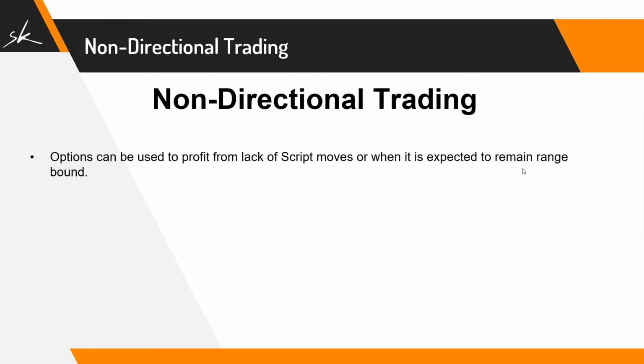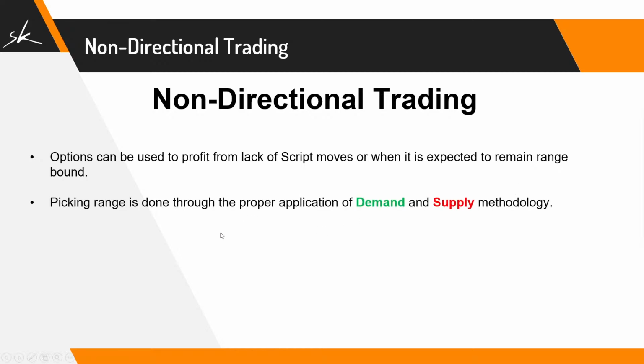This non-directional trading can only be done in options. It's not possible in any other asset class. And if you have looked at my Sunday analysis session, you will see when we have demand and supply areas very close by, I keep talking about this, that it can remain range bound for a while. And those are the times where probably we can apply these strategies. So how do we pick that range?